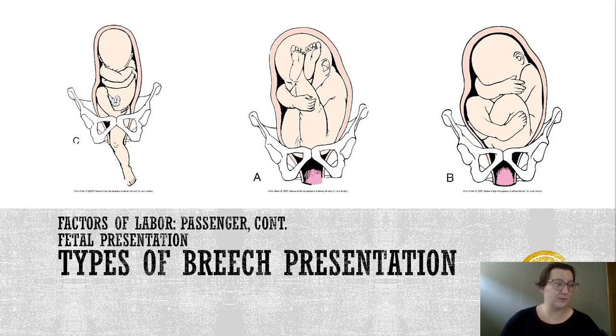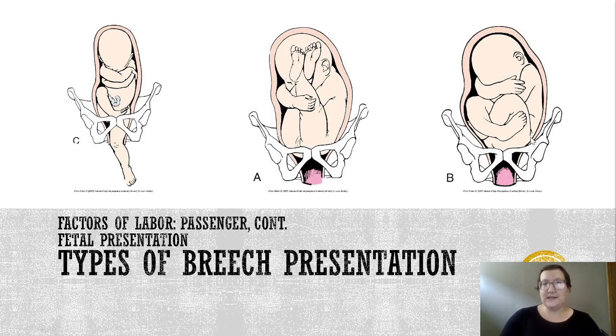When we're talking about breech presentation, it doesn't just stop with, hey, we've got breech. There are three different types of breech presentation. Our frank position, which is in the middle, this baby potentially can be delivered vaginally. In a frank breech position, the buttocks are first into the pelvic inlet. Both legs are extended completely upward against the face. The hips are flexed and the knees are completely extended.